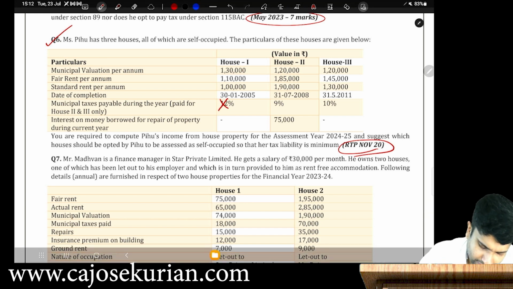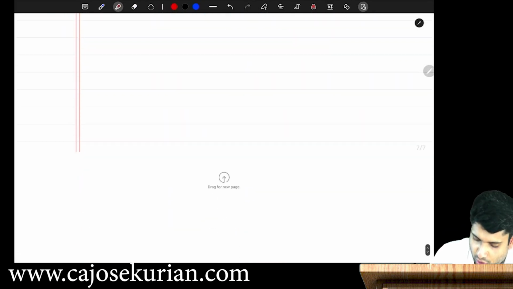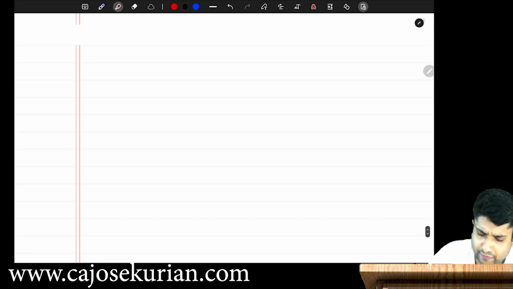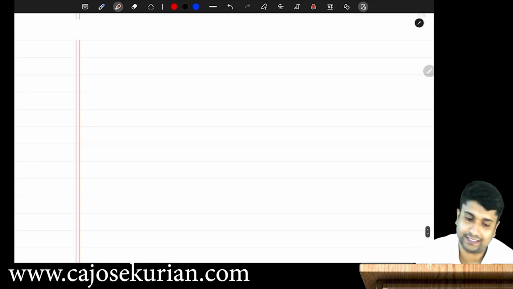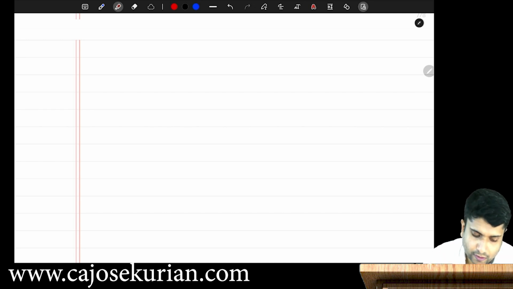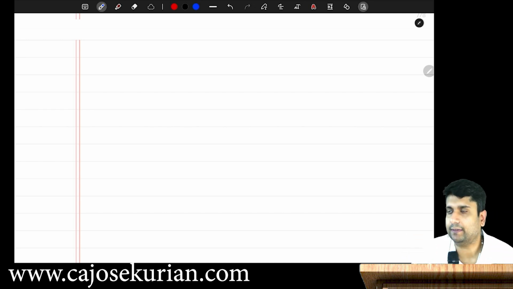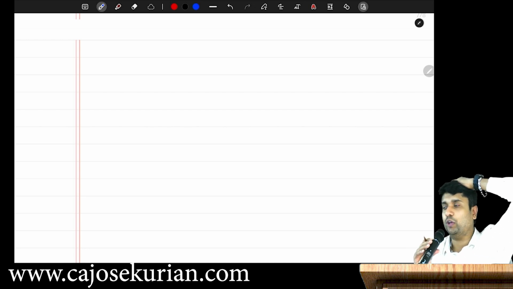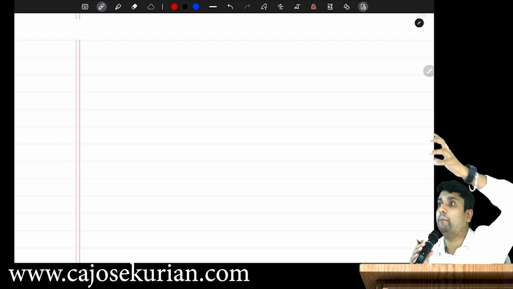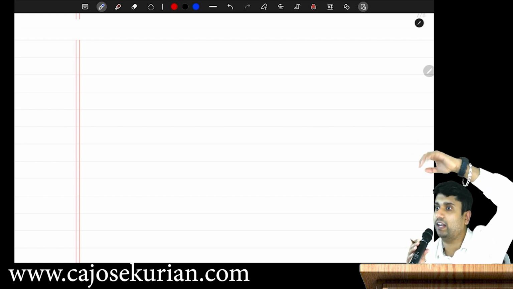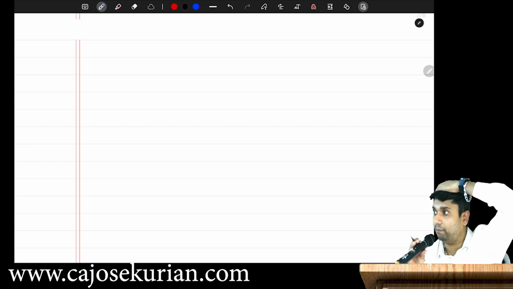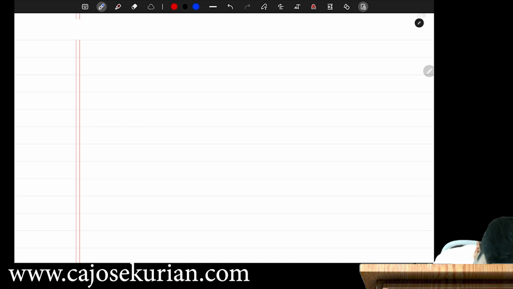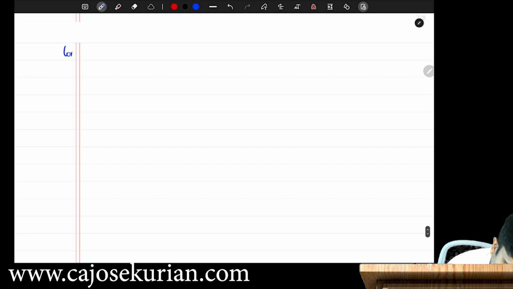So let's see. To solve such a question, normally we use a method. I'll teach you what exactly this method is. First of all, we compute the gross annual value of all the properties. The first thing to do in a similar question in the exam is to compute the GAV of all the properties, assuming it is deemed let out. Then you can quickly compare option 1, option 2 and option 3 without burning your head much. Are you with me?